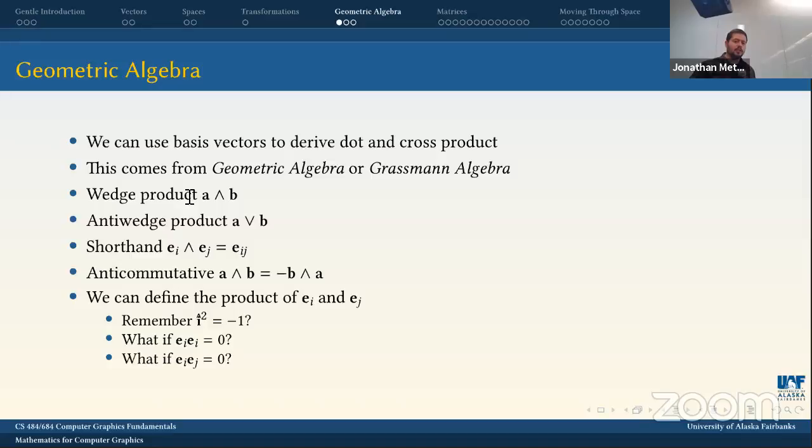So you have these products called the wedge product and the anti-wedge product. And Grassmann, just to give you some historical context, is a mathematician who lived in the 19th century, and he developed this algebra system, using slightly different terms, but it was basically to handle these vector operations. We have some shorthand notation we looked at earlier. If you were to say e_i wedge e_j, then you could just slap them together, so e_ij, and they're anti-commutative.